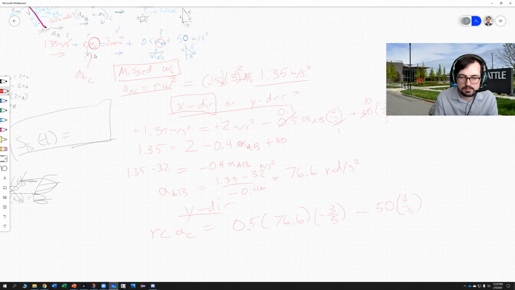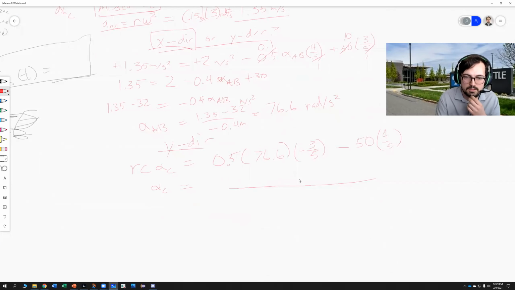So simplifying this, alpha AC looks like these two values, and they're both negative, so that clues me in that my answer here is negative. I guessed the wrong direction for alpha. That's okay, not a big deal. I'm just going to call this 0.5 times 76.6 times 3/5 plus 40, because I got the negative out here. I'm not going to deal with that.